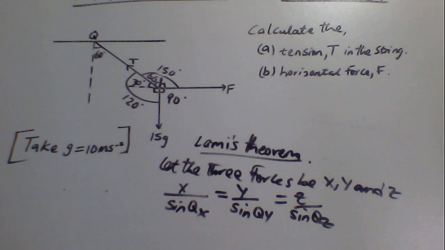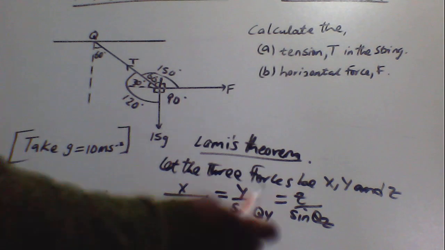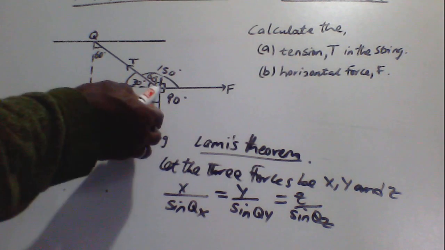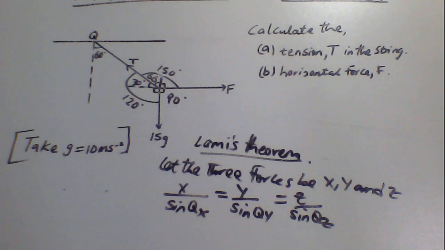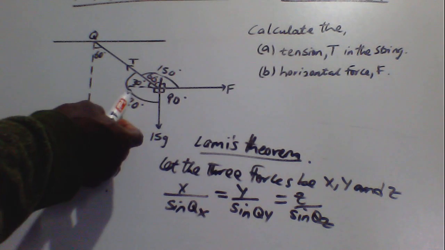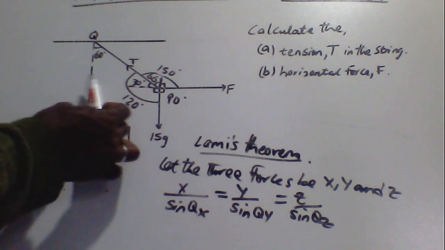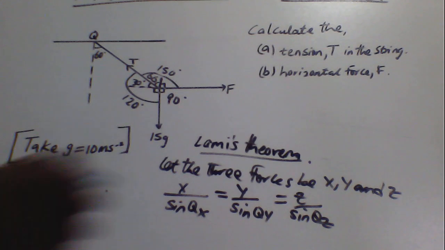So you see, by using Lami's theorem, we can now apply it here. If three forces are at a point, in this case this is the point, each force is directly proportional to the sine of the angle opposite it. This is the angle opposite it. So let's substitute it here.